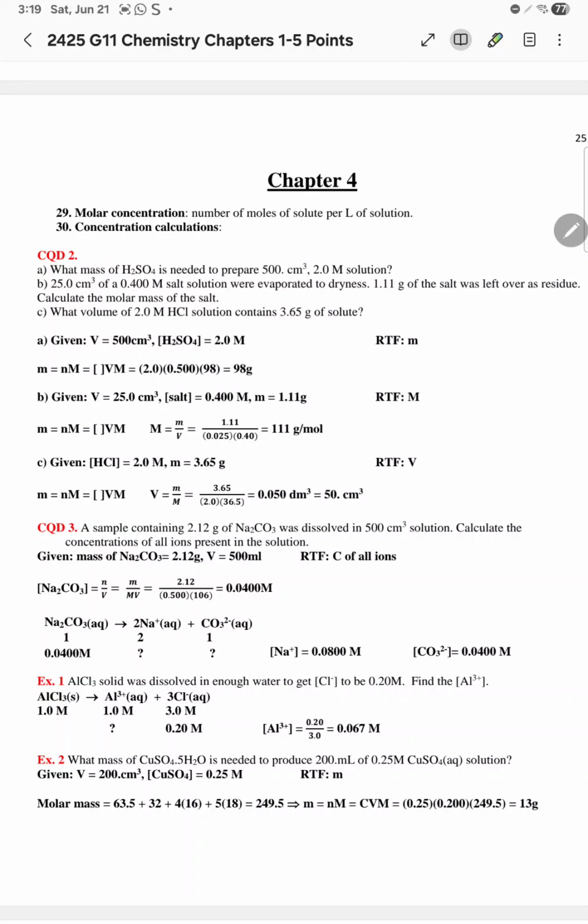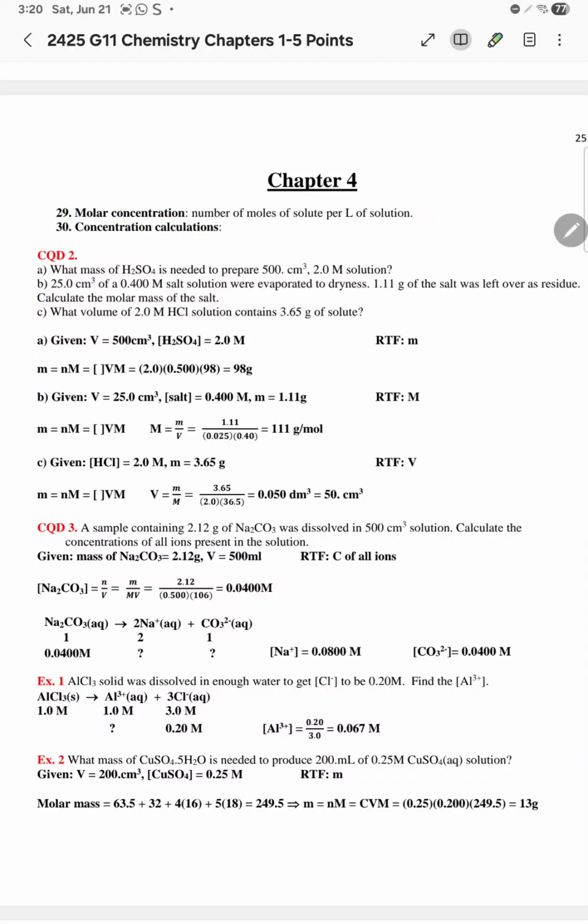They start off this chapter with two definitions: molar concentration and one other definition. It's the number of moles of solute per liter. And now the rest of the questions here are calculations. So we start off with CQD2.